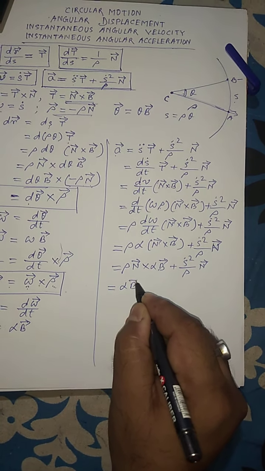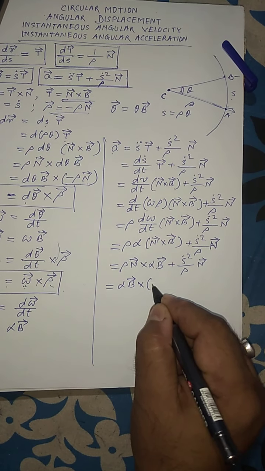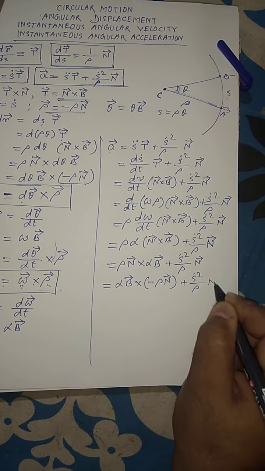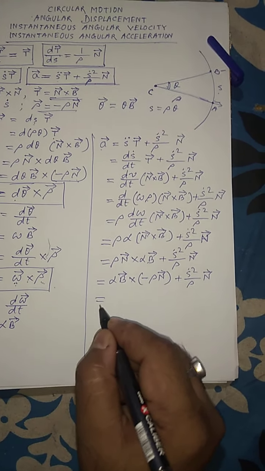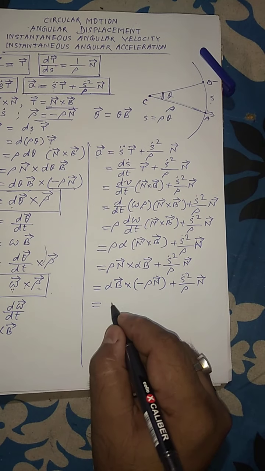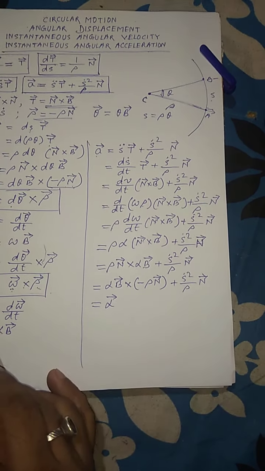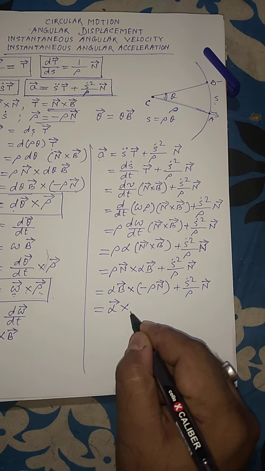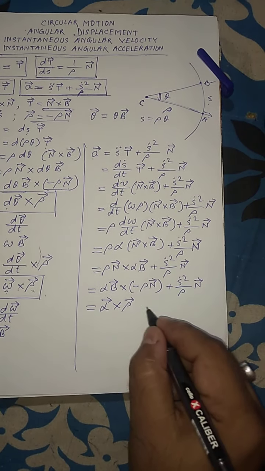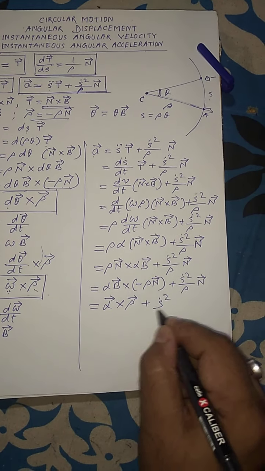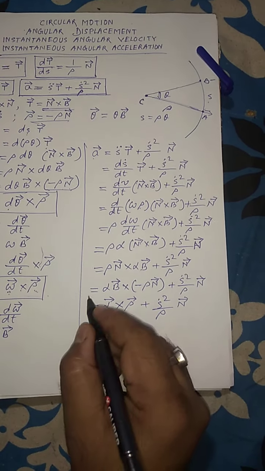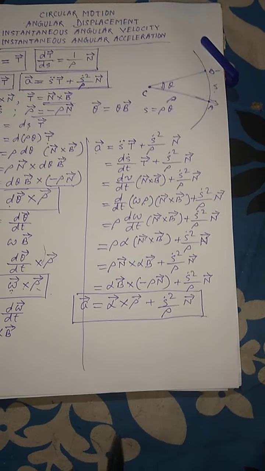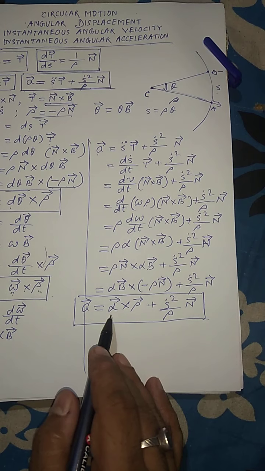Alpha vector b cross negative rho vector n plus s dot squared divided by rho vector n is equal to, in place of alpha vector b, we write vector alpha, and in place of minus rho vector n, we write vector rho plus s dot squared divided by rho vector n, and this is the relationship between the linear acceleration and the angular acceleration.